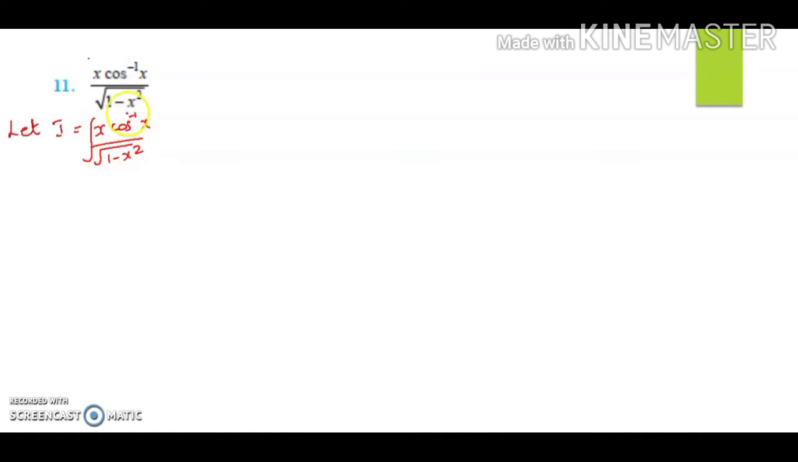So we have to decide what the u value is. By ILATE, the first one is inverse. So we choose u is equal to cos inverse of x, and obviously the remaining terms will be the dv value, that is x divided by square root of 1 minus x square.